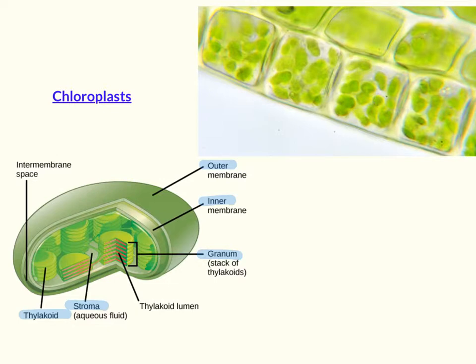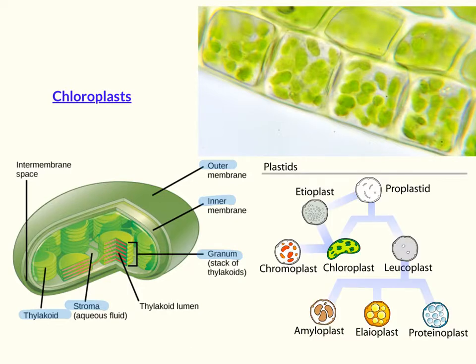Just like mitochondria, chloroplasts contain their own circular molecules of DNA and ribosomes. We know this means they can make some proteins. Besides chloroplasts, there are other plastids, such as chromoplasts, which contain pigments like lycopene that makes tomatoes red, and leucoplasts that store starch, oils, and proteins. For example, amyloplasts in potatoes store starch.